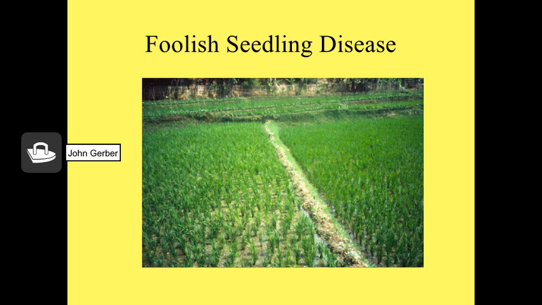This is a picture of some young seedlings in a rice paddy. Scientists in Japan discovered the effect of gibberellic acid by studying so-called foolish seedlings that grew too tall and spindly and fell over in the rice paddy. They found these seedlings to be infected with a fungus called Gibberella.